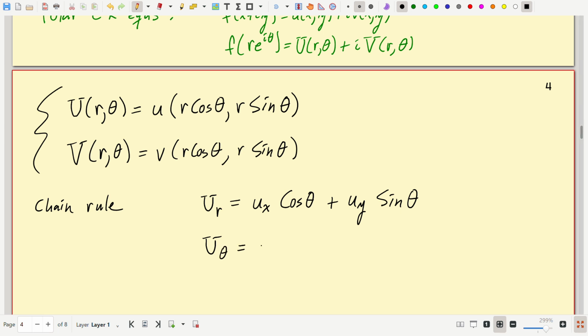And the du/d theta would be du/dx times minus r sine theta plus du/dy times r cosine theta.